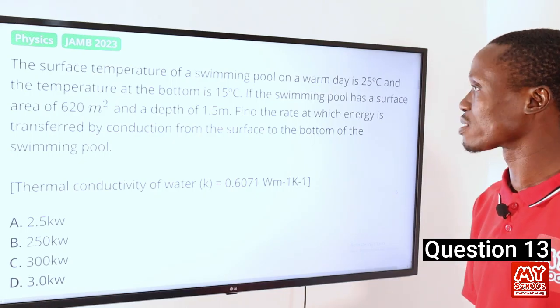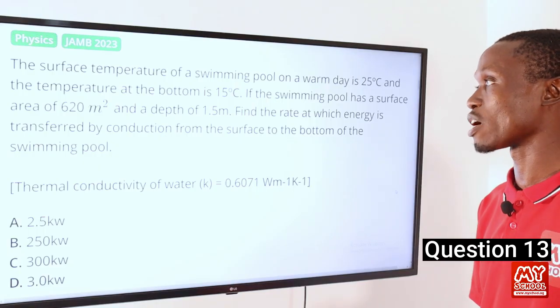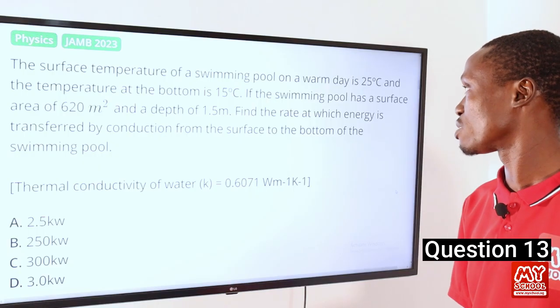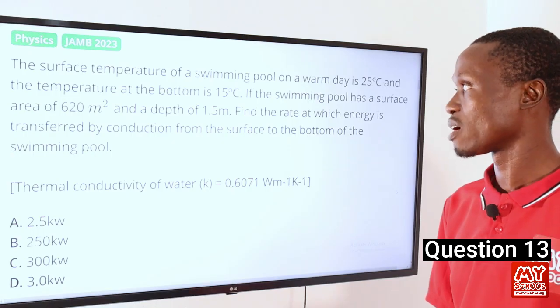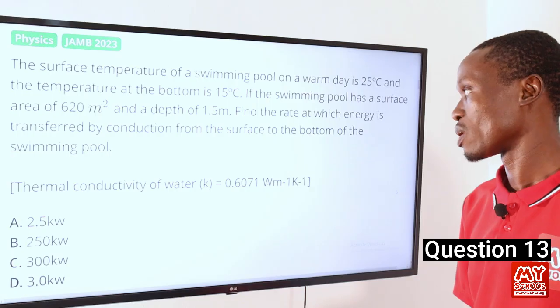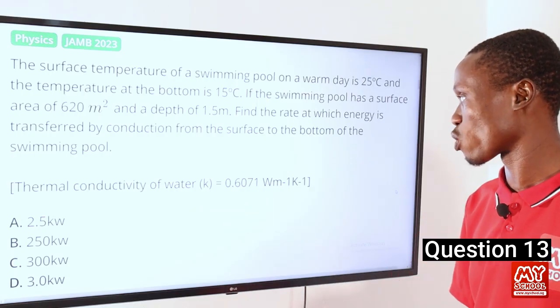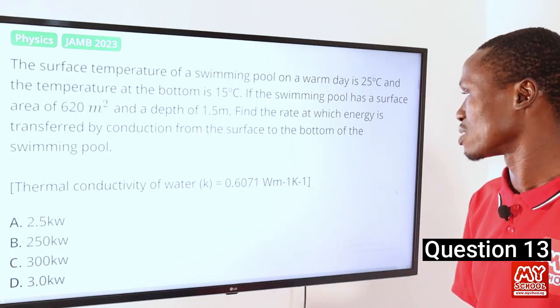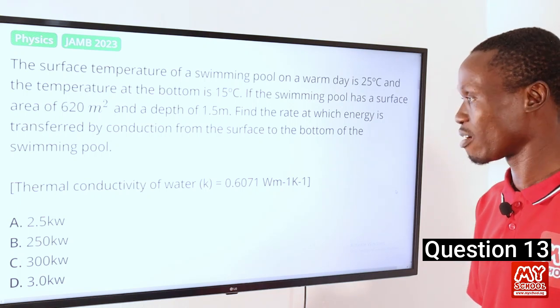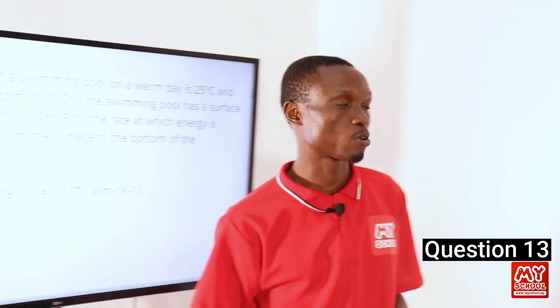If the swimming pool has a surface area of 620 meters square and a depth of 1.5 meters, find the rate at which energy is transferred by conduction from the surface to the bottom of the swimming pool. Thermal conductivity of water, K, is equal to 0.6071 watts per meter per Kelvin. So let's move over to the board to solve that question.